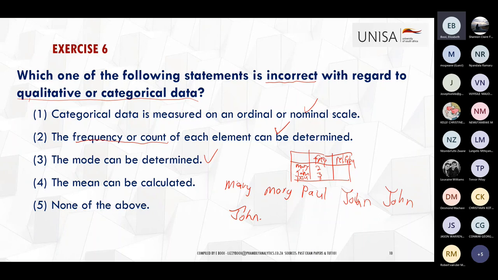Can we calculate the mean? No. We cannot calculate the mean of the qualitative data. So the only option here which is incorrect, because we're looking for the incorrect statement, is only option 4.